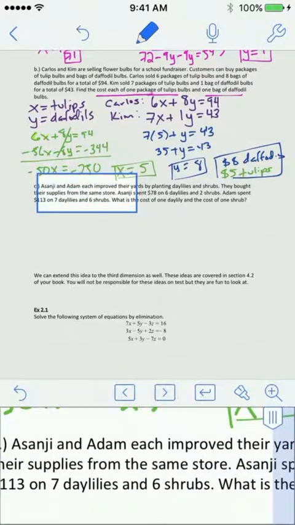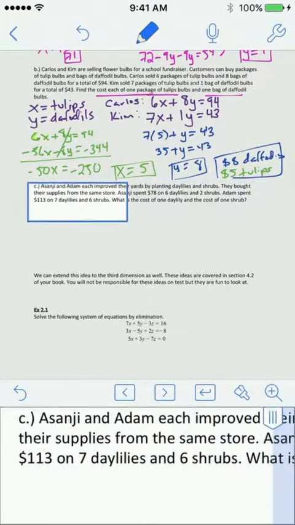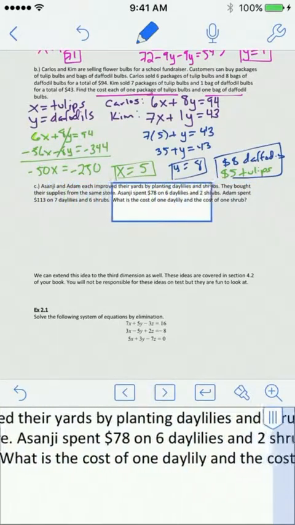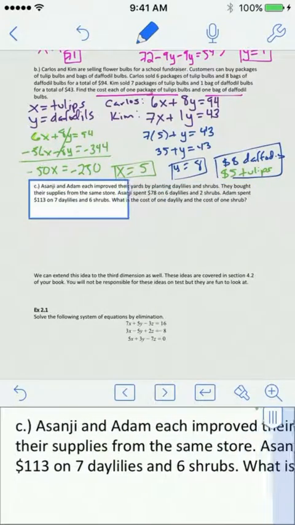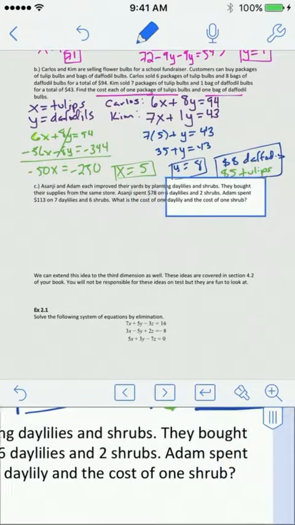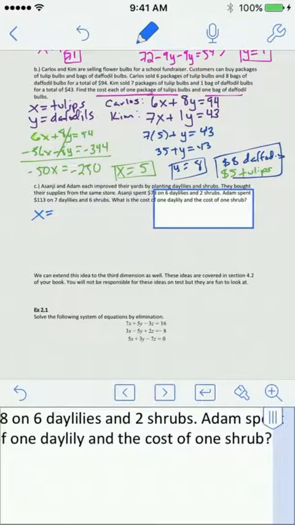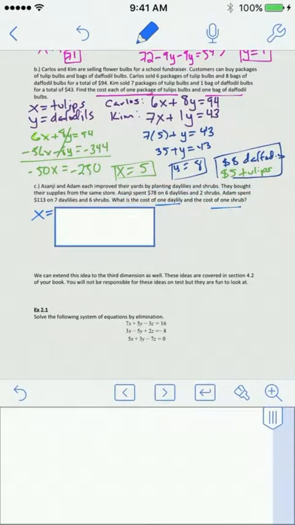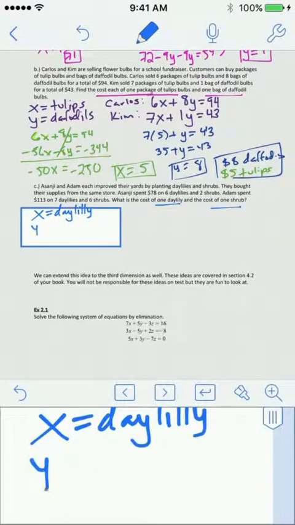Sanji and Adam each improved their yards by planting daylilies and shrubs. They bought their supplies from the same store. Sanji spent $78 on 6 daylilies and 2 shrubs. Adam spent $113 on 7 daylilies and 6 shrubs. What is the cost of 1 daylily and 1 shrub? So again, I want to find my x and my y. It comes straight out of the question. 1 daylily and 1 shrub. So x will be daylily, and y will be a shrub.